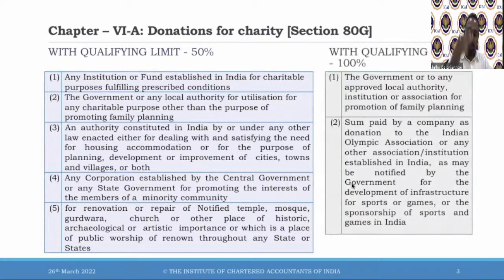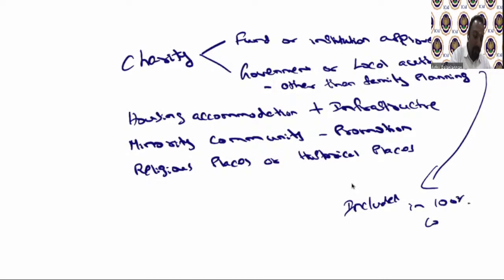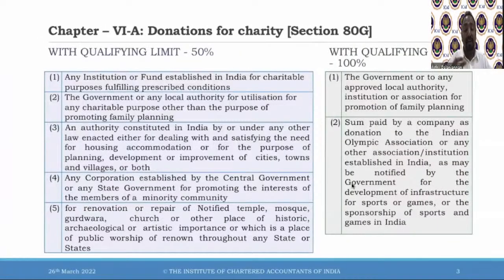Now, what is with qualifying limit 100%? There are only two things. Whatever is excluded here is included in 100% with qualifying limit. So you pay to a government or local authority where the donation is utilized for promoting family planning. That's the first thing. And the second one that we are talking about is encouraging sports.